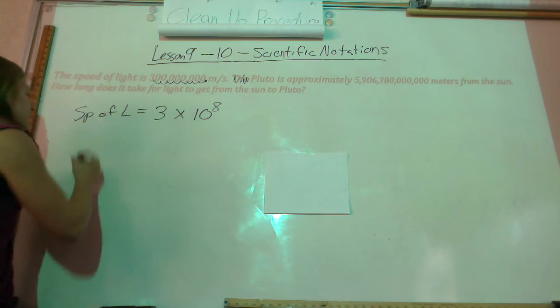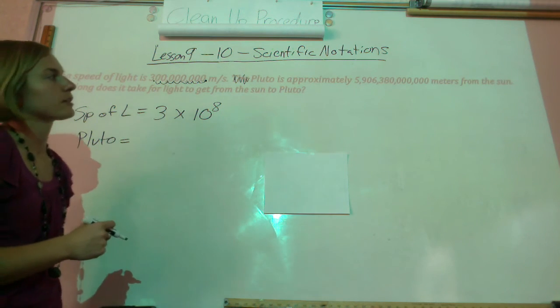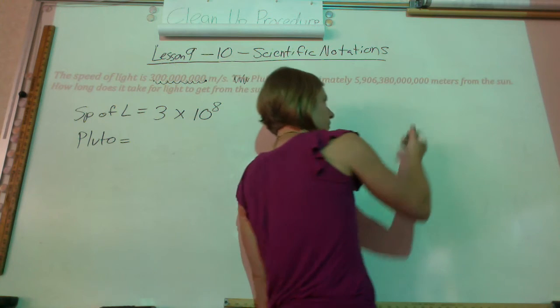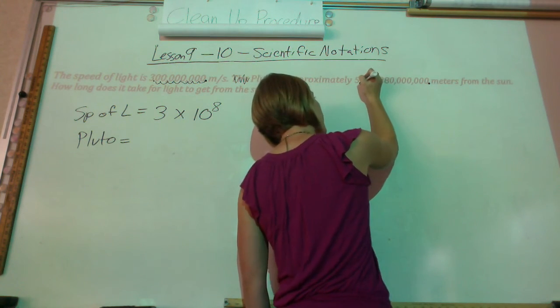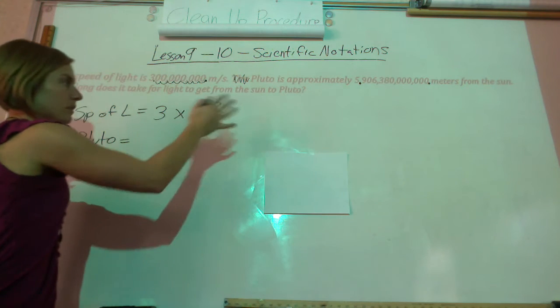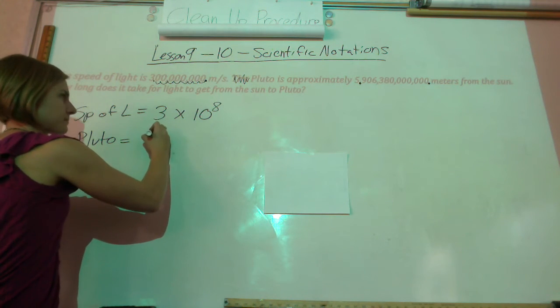For Pluto, naturally, of course, the decimal's right at the end, but we need to move it to be right behind the 5. So let's write out the initial number that we're going to put.